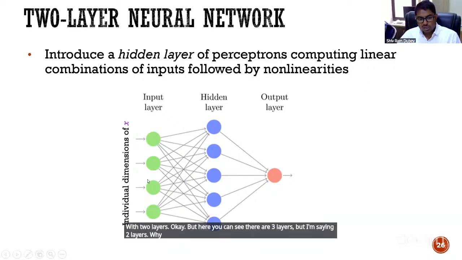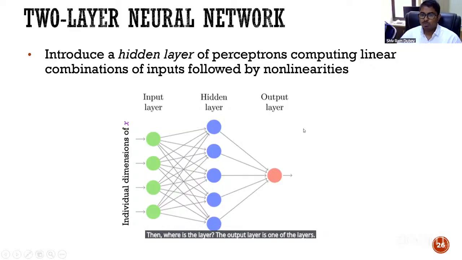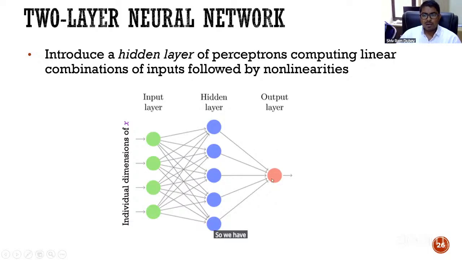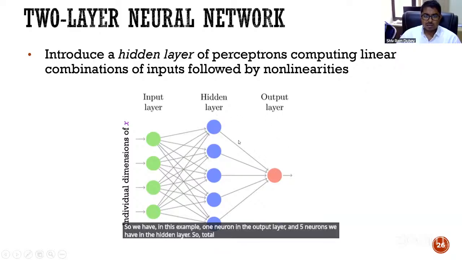Why? Because the first layer is the input layer, the input itself, which is not counted as a parametric layer because there are no parameters here. These are only the input values that we are providing. So the input layer is not counted as a layer of the neural network. Then where are the layers? The output layer is one layer and the hidden layer is one layer. Now in this example, how many neurons do we have? We have one neuron in the output layer and five neurons in the hidden layer, so the total number of neurons is six. Five in the hidden layer and one in the output layer. There is no neuron in the input layer.